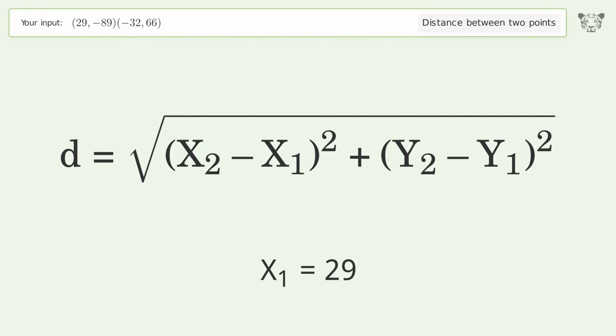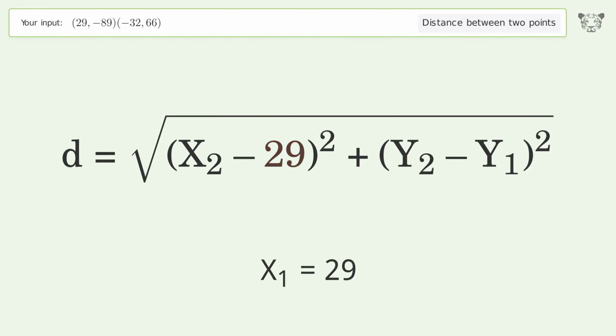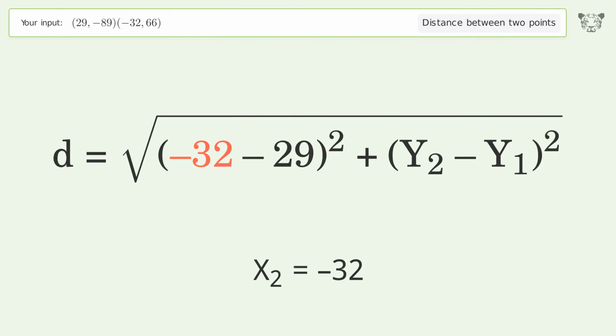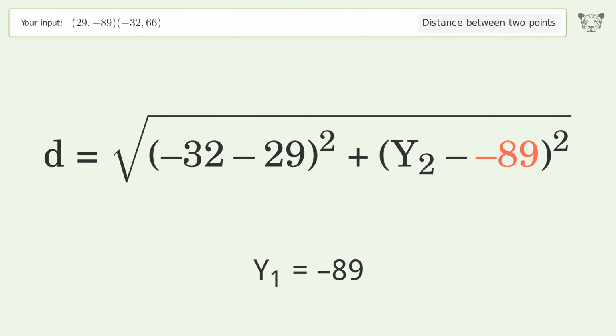x1 equals 29. x2 equals negative 32. y1 equals negative 89. y2 equals 66.